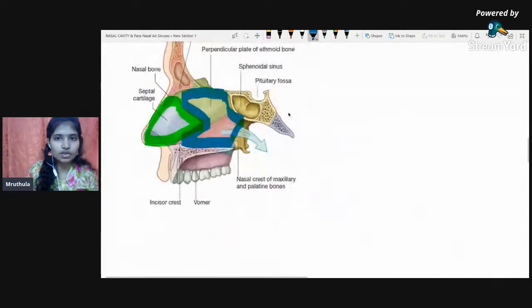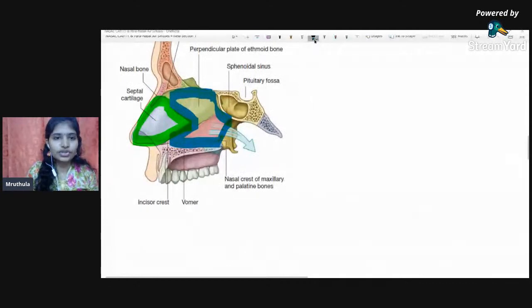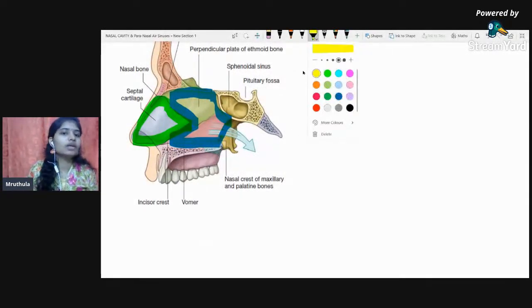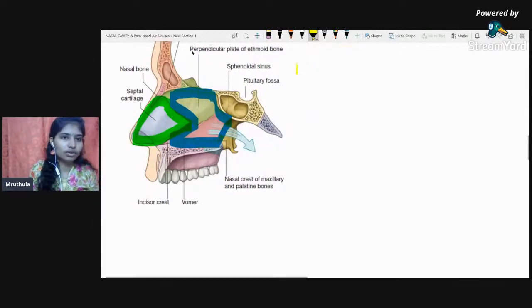What are the bones constituting this? Two bones. On the superior aspect, we have the perpendicular plate of ethmoidal bone. These terms will be very new for you, so it's not at all a problem. Because these bones are new for you, it will be different, but just know these names and give more concentration when you're listening to these new terms. So first, on the top, we have the perpendicular plate of ethmoid bone.